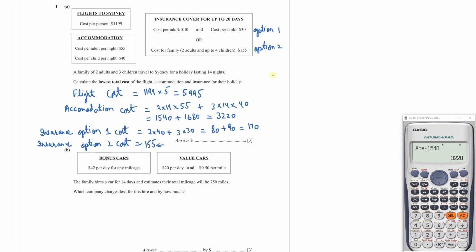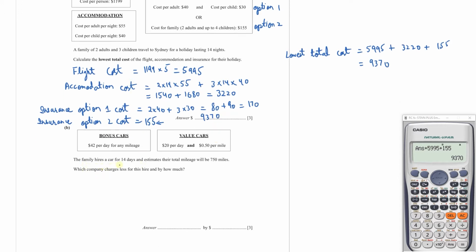So lowest total cost will equal the flight cost plus the accommodation plus the cheaper insurance option, which is 155. So this will equal 3220 plus 5995 and plus 155. So this is 9370. So $9,370.